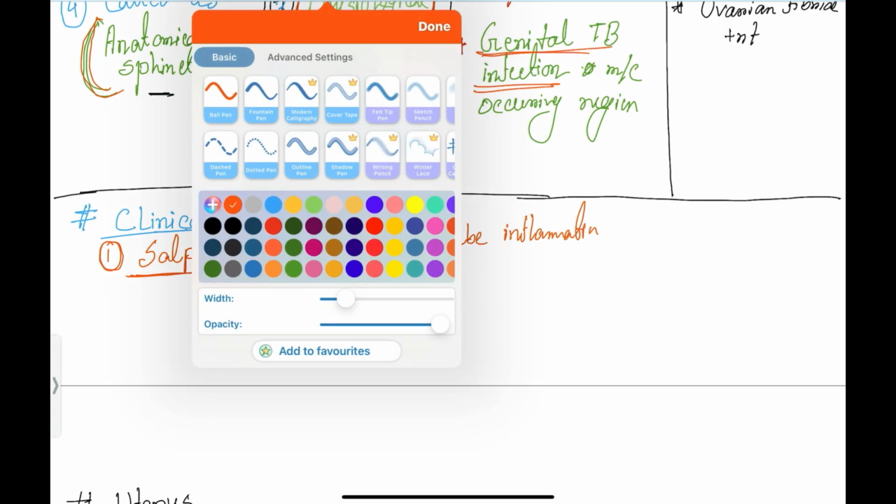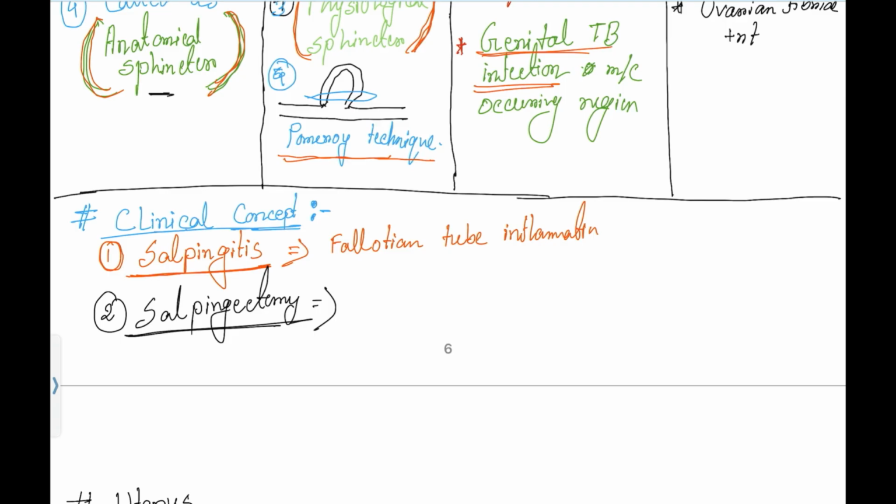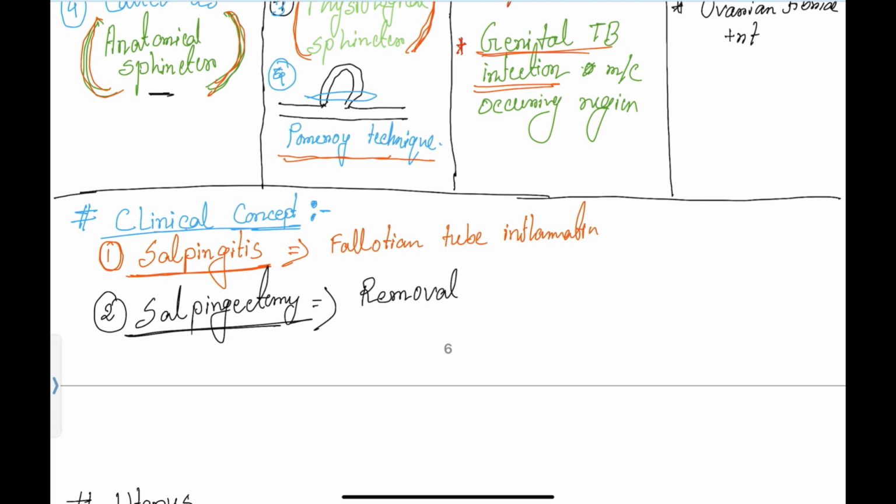Now the second thing you need to remember is salpingectomy. Ectomy means removal of the fallopian tube. So if infections occur or an ectopic pregnancy happens, then we will cut the fallopian tube at that particular region where the abnormal things happen, and we will remove it. This is called your salpingectomy, removal of your fallopian tube.